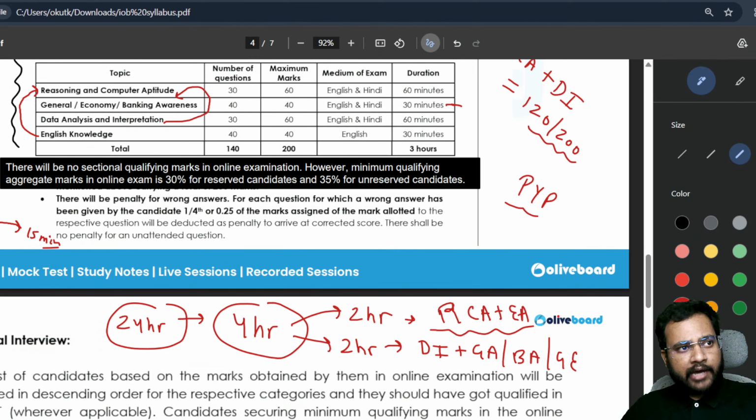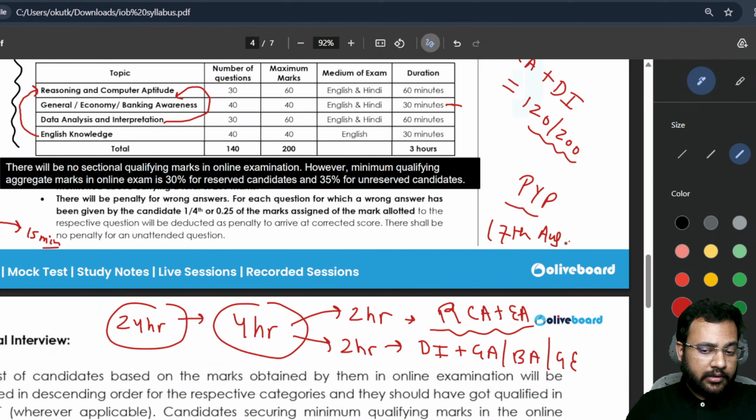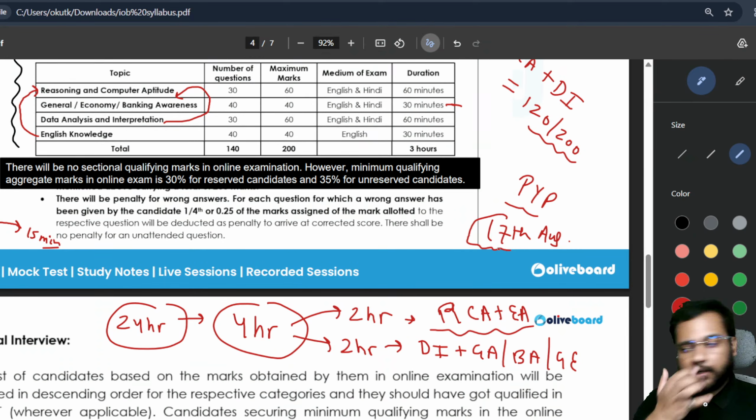We are going to have at least 10 practice sessions live, starting from the 17th onwards. Those who are already enrolled in our program, from the 17th of August, which is next Monday, I think, we will have a separate session for the IOB, and we are going to solve a total of 10 practice kits within 2 to 2.5 weeks. That will be our attempt.